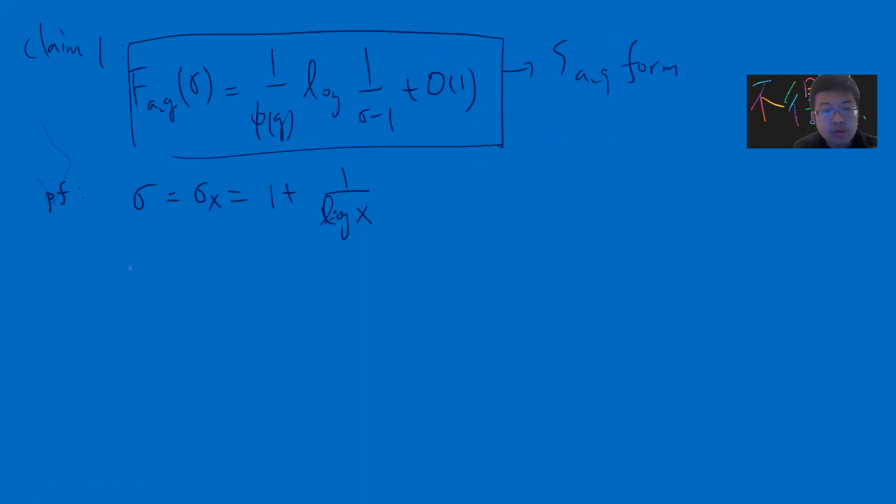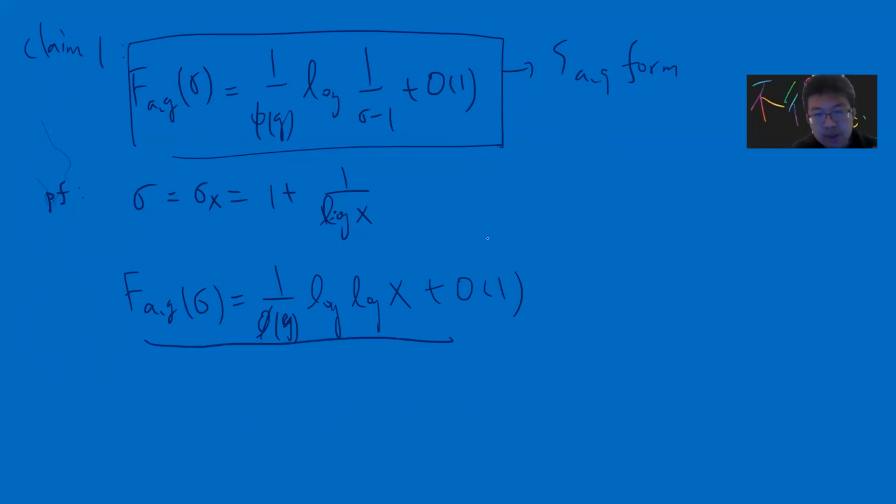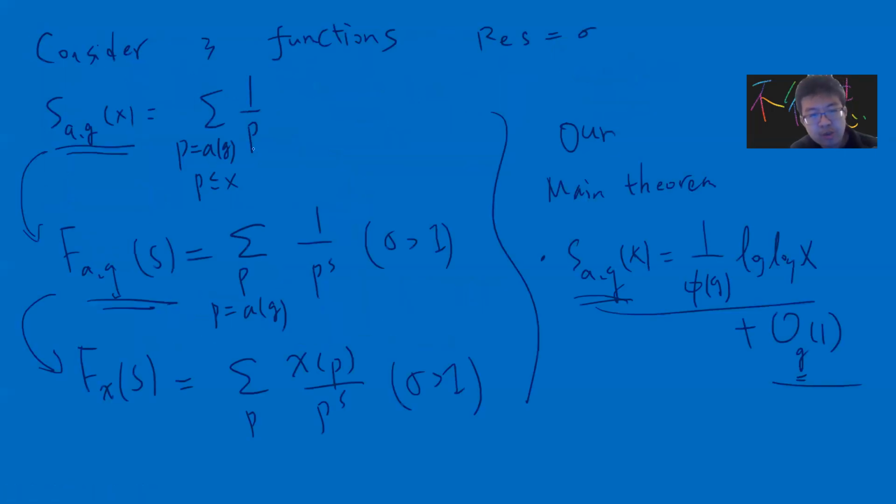Okay, so this term will be this F_{a,q}(σ) will be 1 over φ(q) log x, plus O(1). So it looks like this F_{a,q} is the same as S_{a,q}, right? But in order to prove this, you need to show that their difference is at most O(1). Because now these two functions look very similar.